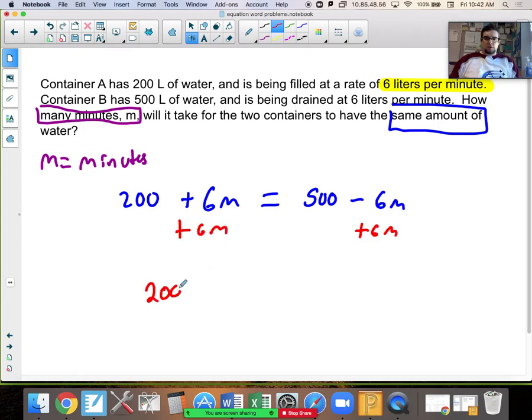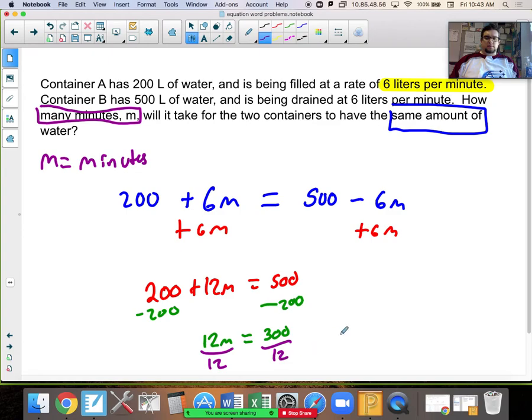I now have 200 plus 12m equals 500. Subtract 200 from both sides. 12m equals 300. Divide by 12. And m equals, so I have my calculator here. Let's see what we got. 300 divided by 6 is 50, so it's going to be 25, I think. Yep. So it's going to take 25 minutes for these containers to have the exact same amount of water.